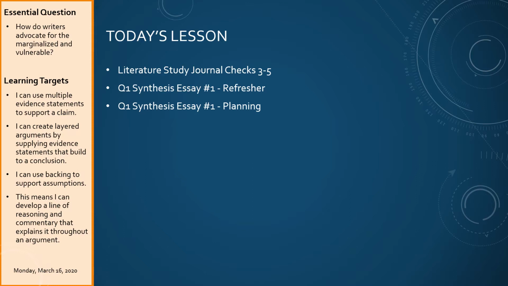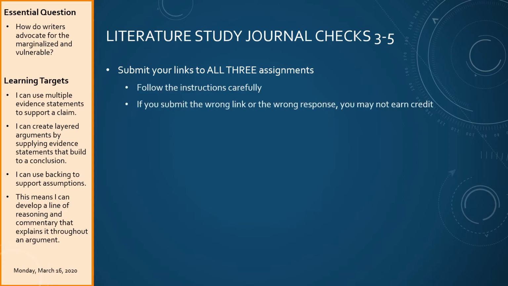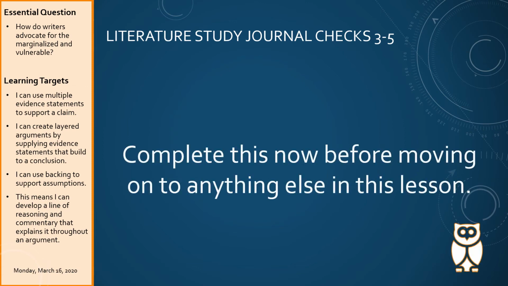and then finally get into the Q1 number 1 planning phase. Starting with those literature study journal checks, make sure that you submit your links to all 3 of those assignments in Canvas. Follow the instructions carefully. If you submit the wrong link or the wrong response, you may not earn credit, so be very careful there. Go ahead and do this now before moving on to anything else in this lesson. Just pause the video, head back out to Canvas, open up all 3 of those Lit Study Journal checks, numbers 3, 4, and 5, and submit each one as instructed.